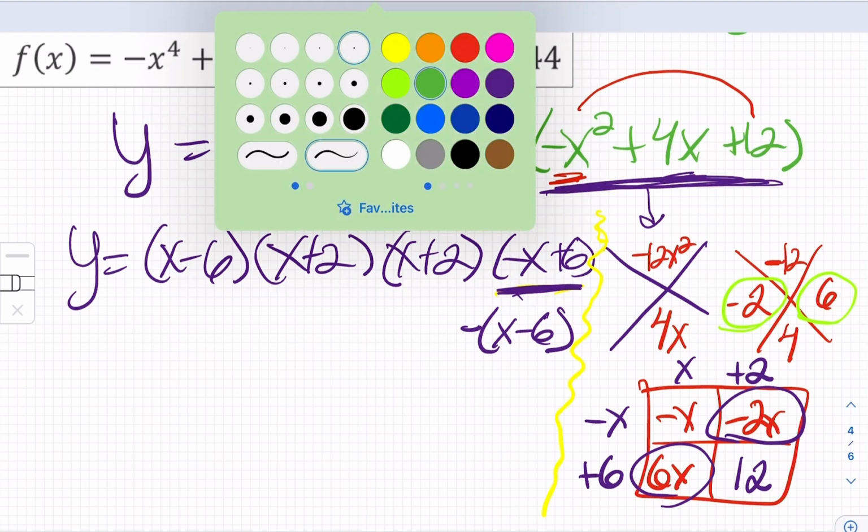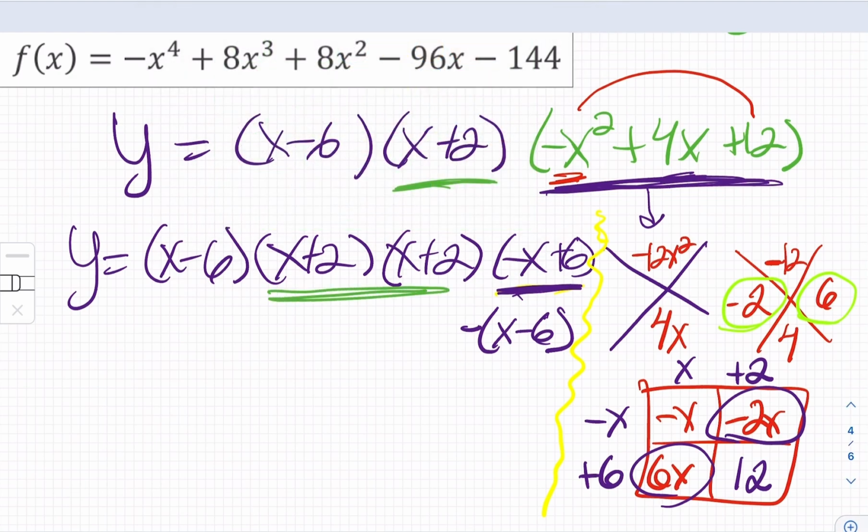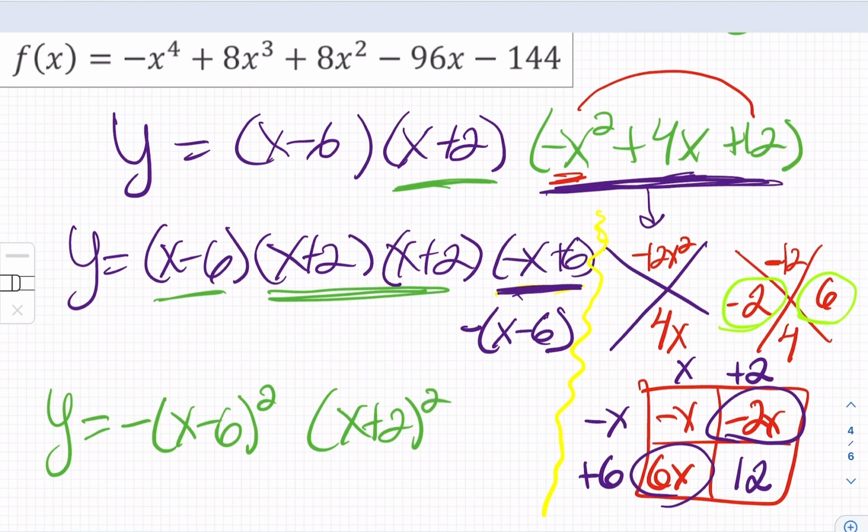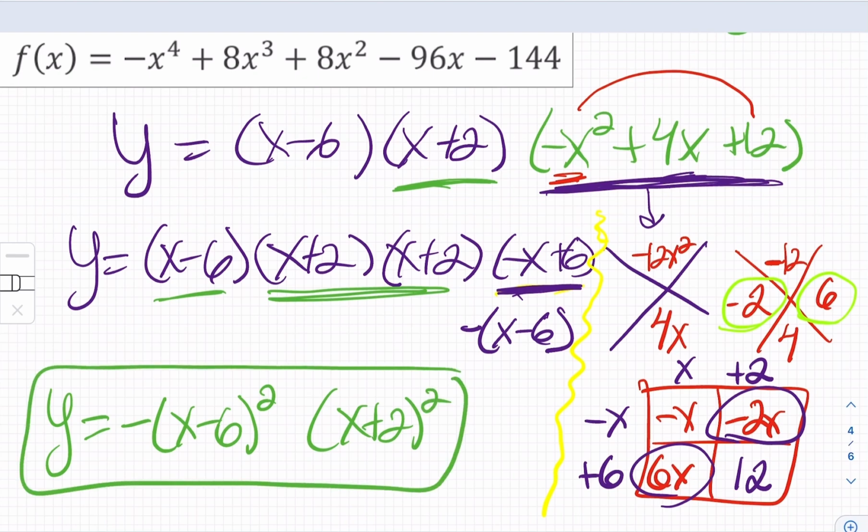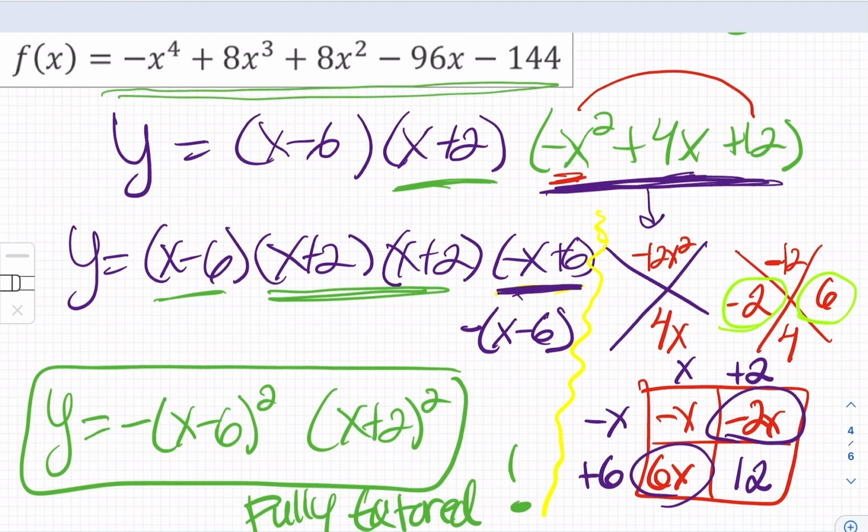Now notice we have x plus 2 twice, and we have x minus 6 twice. So really what we have is this: x minus 6 squared times x plus 2 squared. That's the fully factored form. I want to write clearly. Okay? So the fully factored form tells us, so we have our standard form up here. And now we have the fully factored form.